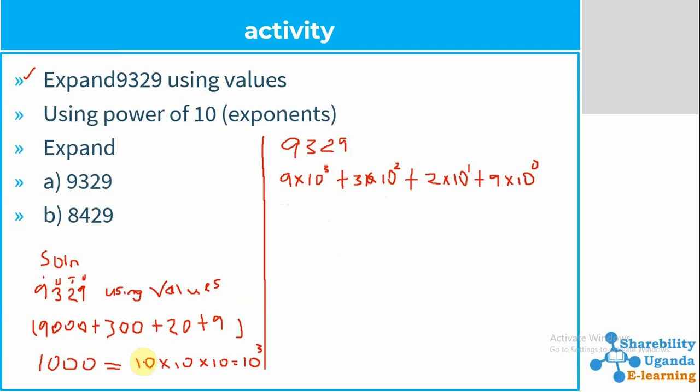You can use either of these. It's just a matter of getting our 9 here, and you count how many numbers are after it. If there are 3, then you say times 10, because they say the powers of 10. Then our 3 here, how many numbers? 1, 2, times this. Our 2, how many numbers? Only 1, times 10 to the power 1. Our 9, which has no number after it, is 9 times 10 to the power 0. Similarly, you will have that number correctly.